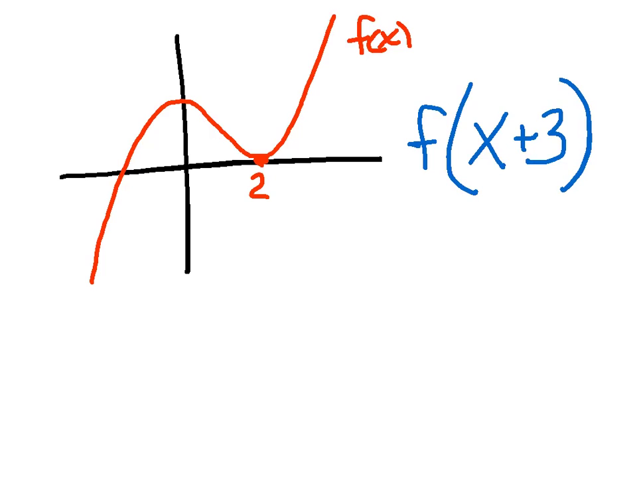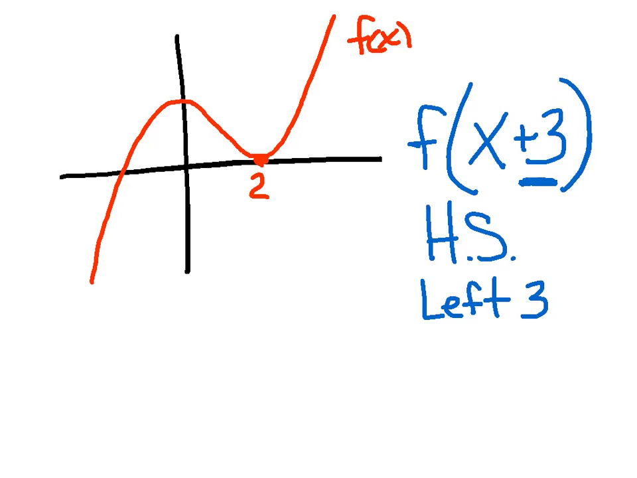Here's what should be going through your head. This 3 is in the parentheses, which means it's a horizontal shift, or horizontal translation. And because it's a positive 3, I'm going to do the opposite. I'm actually going to shift it left 3 units. It's like taking this picture you have and moving it over 3 units to the left. So if this point is currently at 2 and you move it 3 units to the left, hopefully you would say it's now at -1.